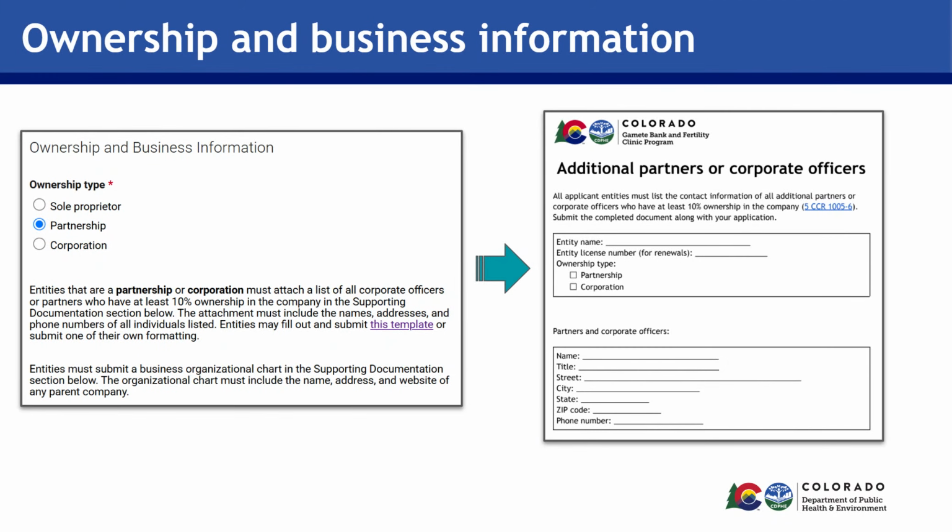Entities that are a partnership or corporation must attach with their application a list of all corporate officers or partners who have at least 10% ownership in the company. The attachment must include the names, addresses, and phone numbers of all individuals listed. Entities may fill out the template provided or submit one of their own formatting.